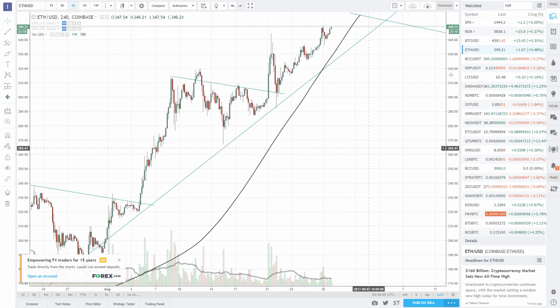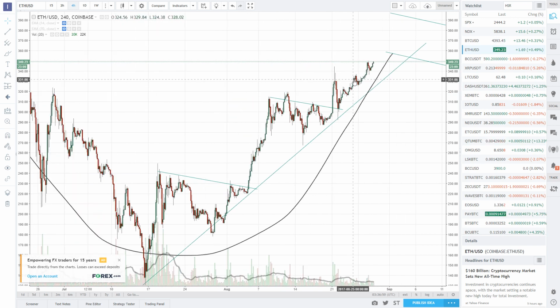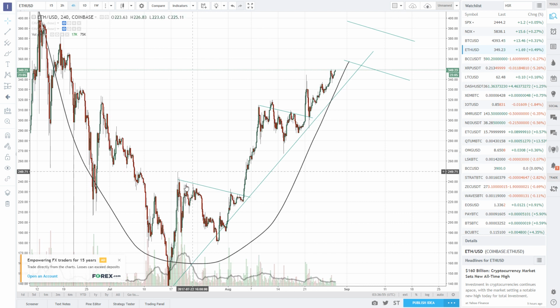Come on, pull down. It's not pulling down. Okay, so we have a base here. We have a breakout. We have a retest of this trend line here, which it passed, and now is continuing with the uptrend. So eventually it's going to base at some point. I don't know exactly when that's going to be.